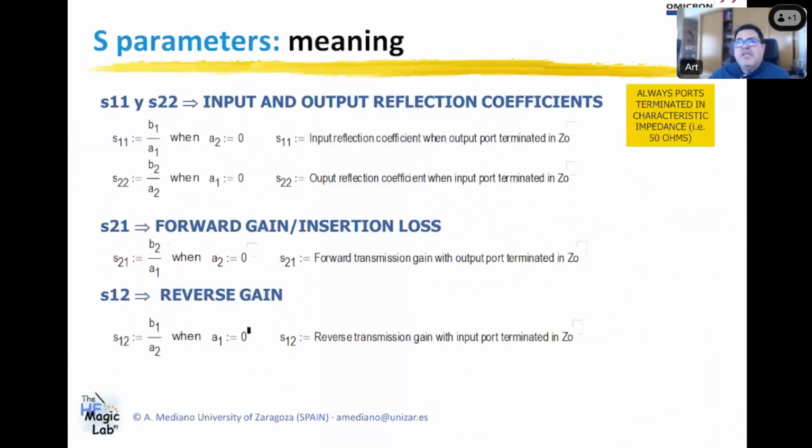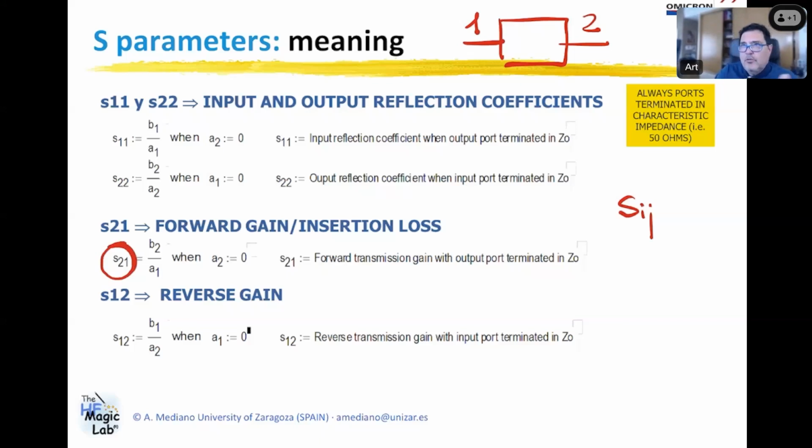So how can we understand what S parameters are from a physical point of view? If you consider that port number 1 and port number 2 are in this way, S11, or let me start with S21. The idea is that when you write Sij, I is the output port and j is the input port. So for example, S21, what is S21? It is the transmission gain of the network from port number 1 to port number 2.